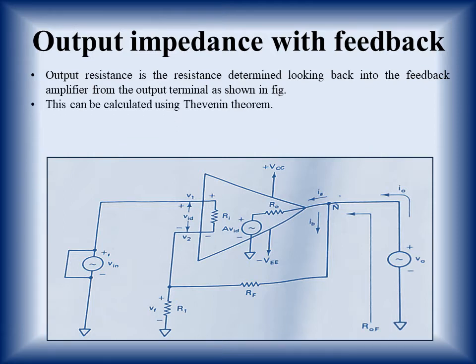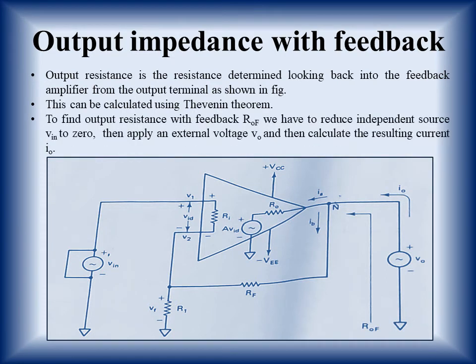So how can this be calculated? It can be calculated using Thevenin's theorem, so that it is a simplified version. What do we have to do in order to calculate output resistance? To find output resistance with feedback, we have to reduce the independent source VIN to 0. That we have done. First of all, we will short this so that it becomes 0.